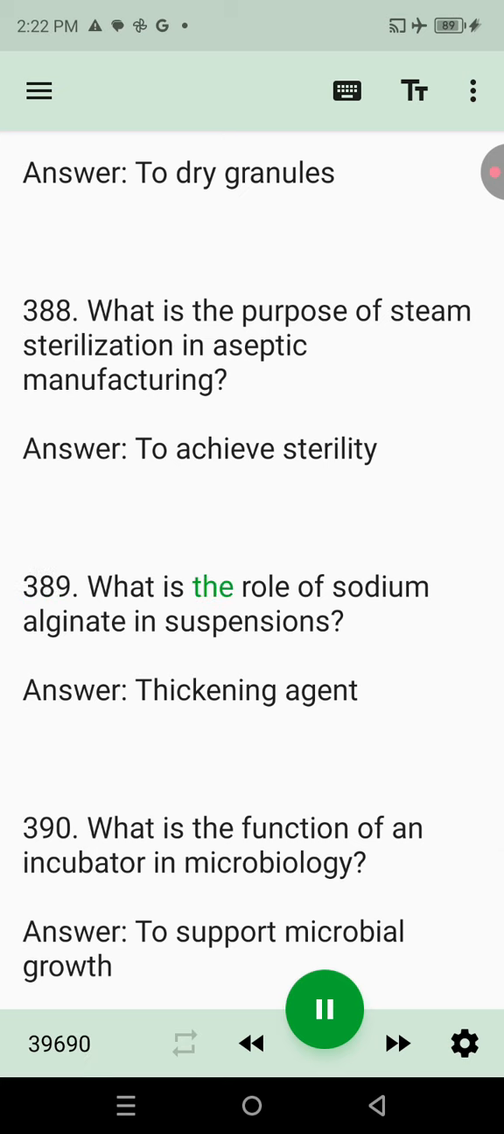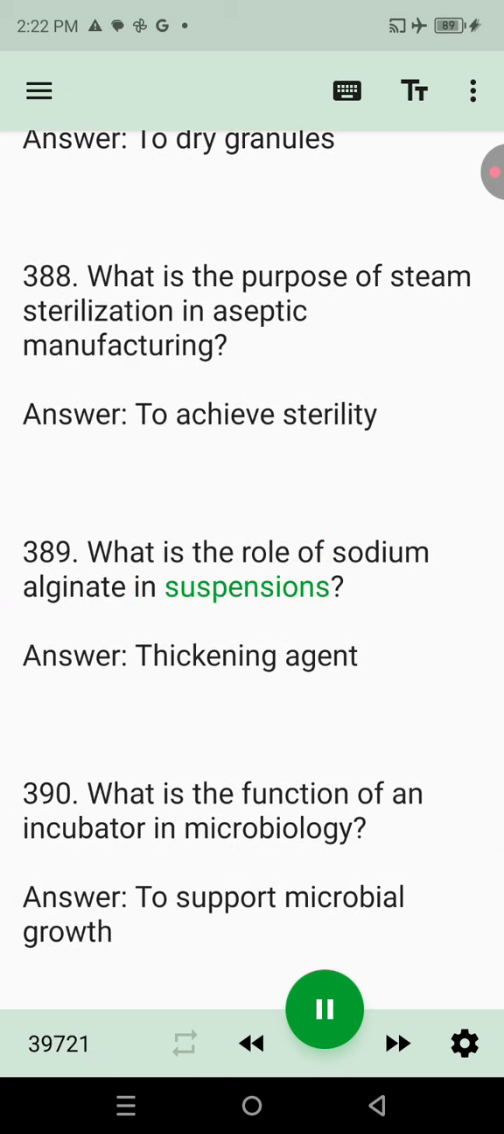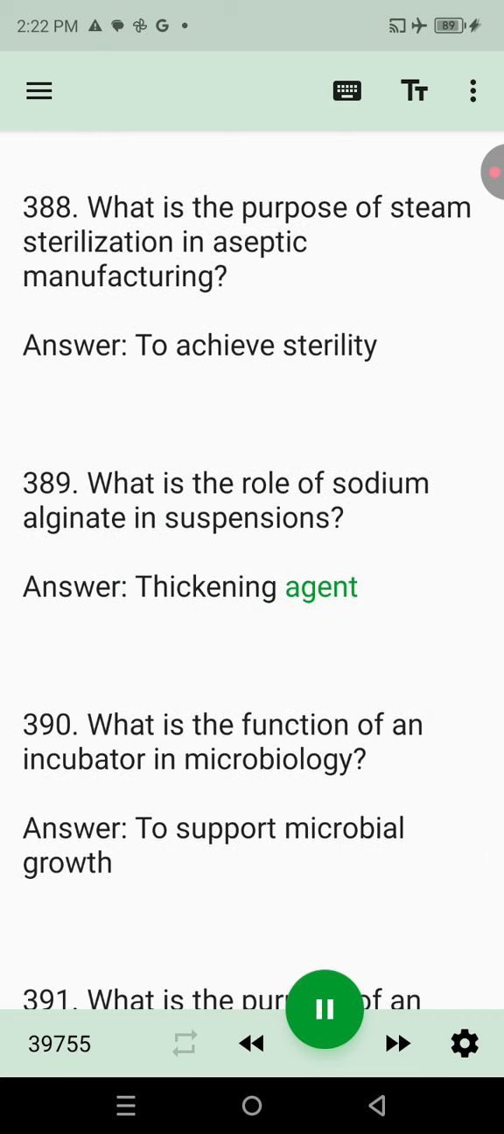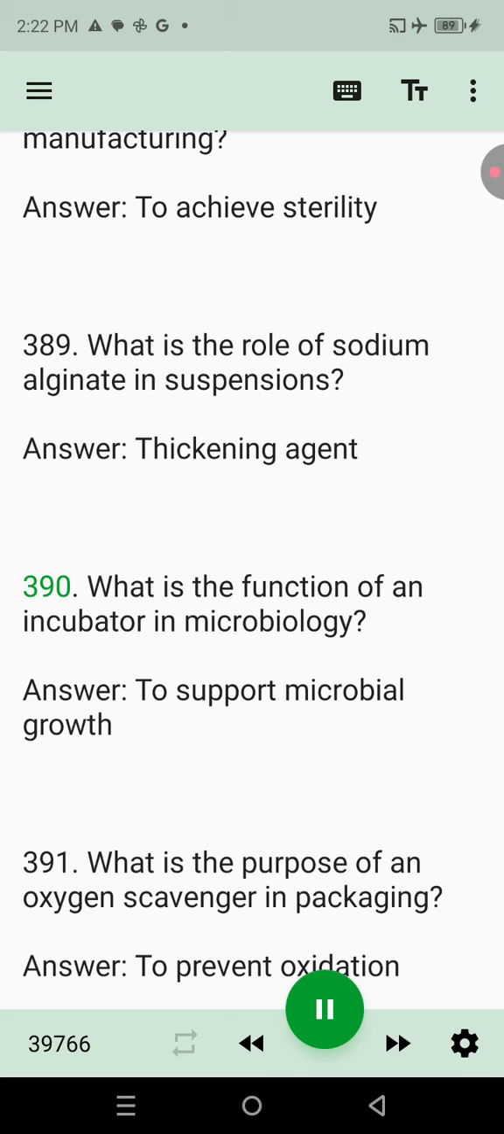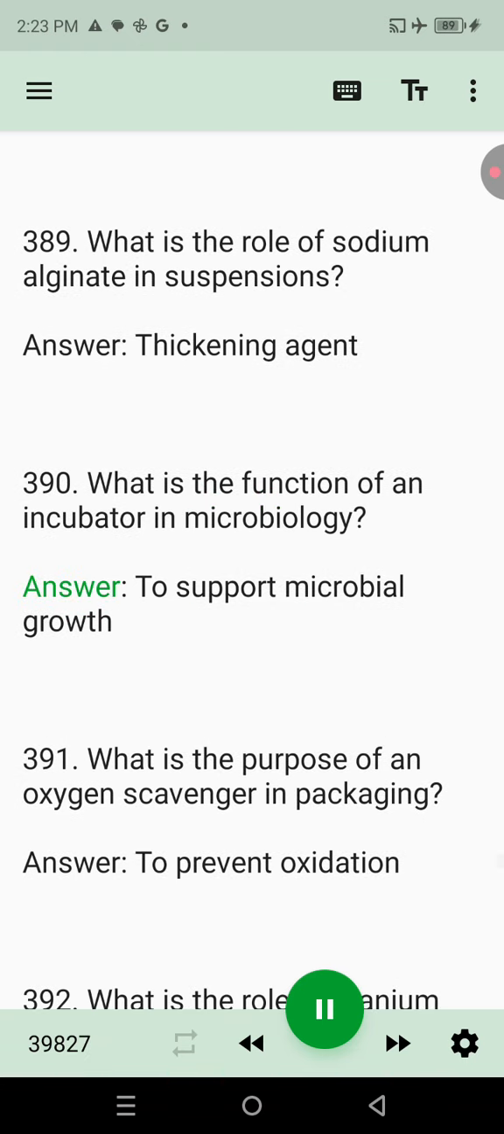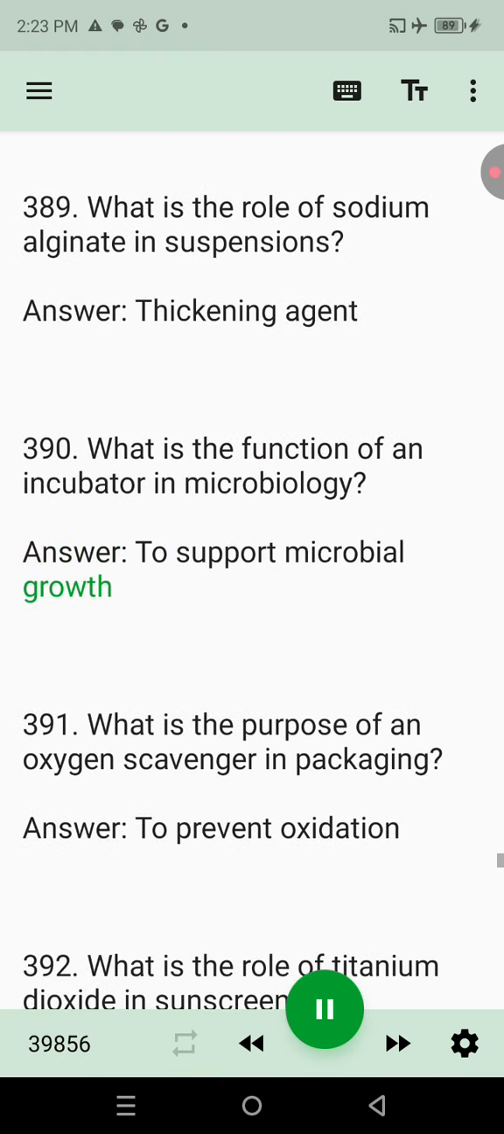389. What is the role of sodium alginate in suspensions? Answer: thickening agent. 390. What is the function of an incubator in microbiology? Answer: to support microbial growth.